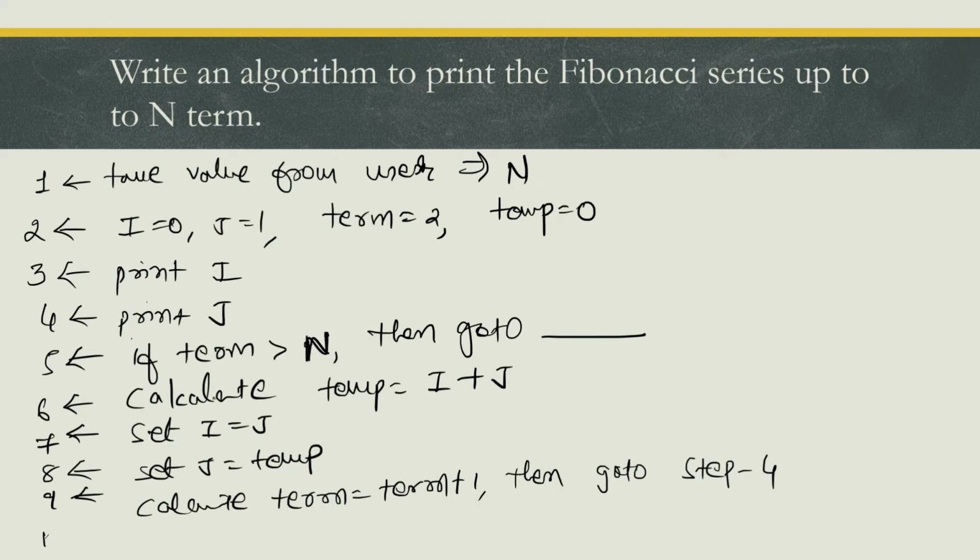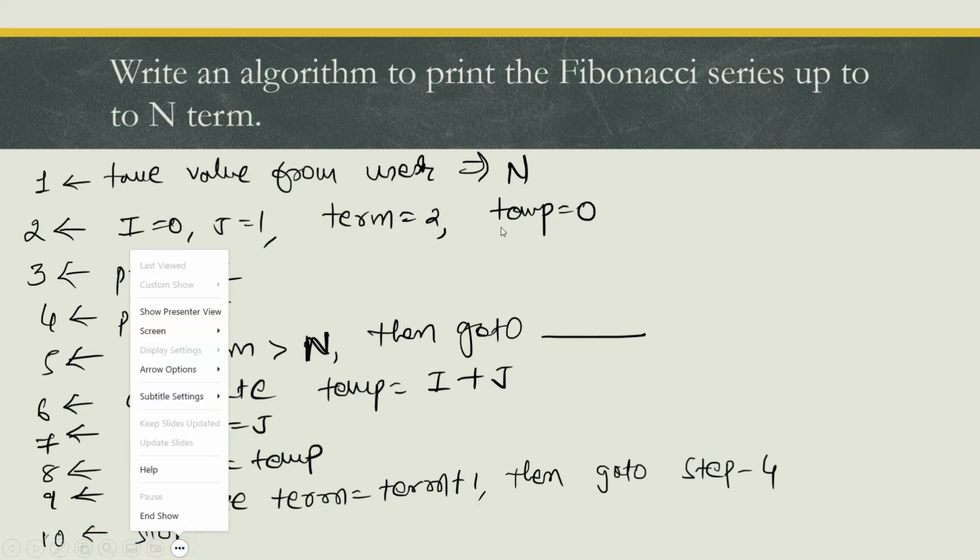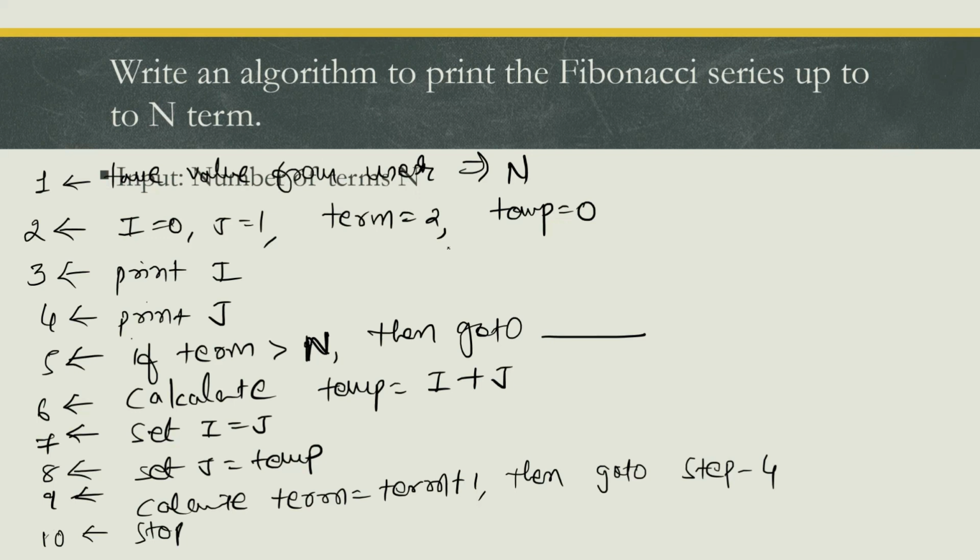Then go to which step? 4. Then 10. Stop. Right? So this would be our algorithm. We have to write go to step number 10. Okay. So this would be the algorithm.